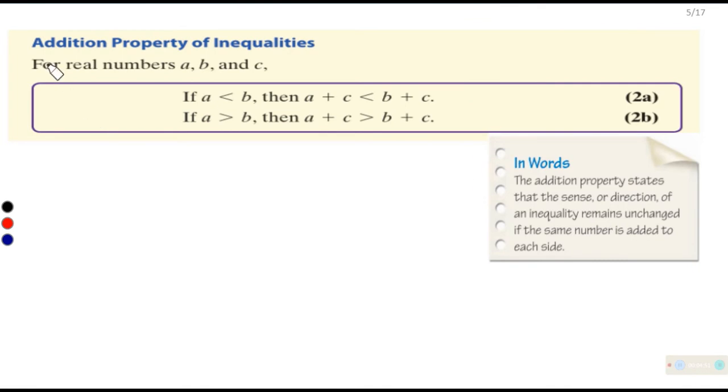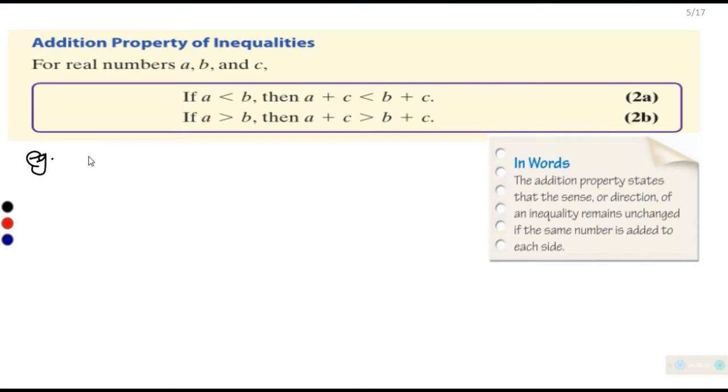Rule number 2 is called the addition property of inequalities. It says for real numbers a, b, and c, if a is less than b, then a plus c is less than b plus c. And if a is greater than b, then a plus c is greater than b plus c. In words, the addition property states that the sense or direction of an inequality remains unchanged if the same number is added to each side.